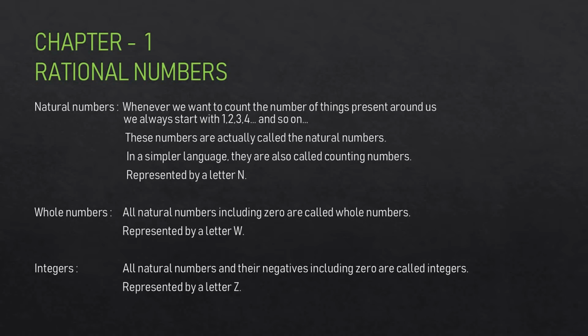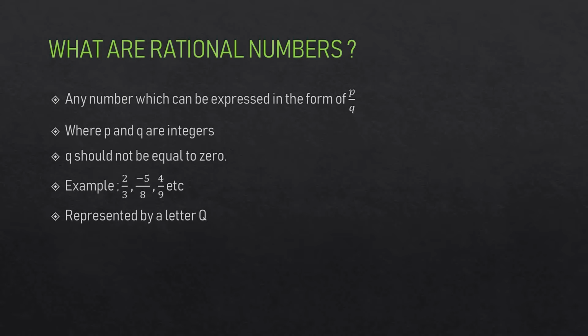Now the main question arises. What are rational numbers? So let's have a look at it. See students, for rational numbers we have three main conditions. The first condition is any number which can be expressed in the form of P by Q or P upon Q, that is in the fraction form. Second condition, where P and Q are integers. Third condition, that Q should not be equal to 0.